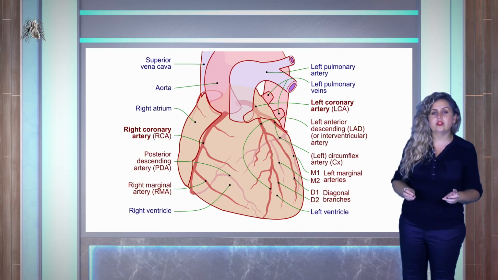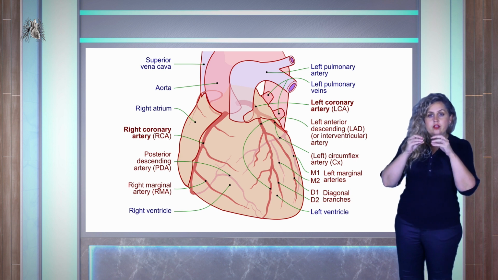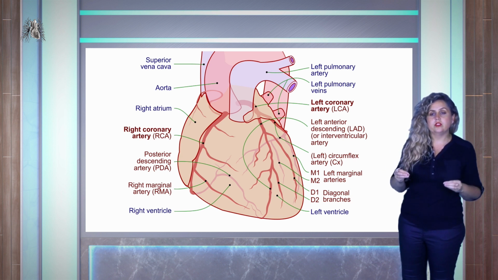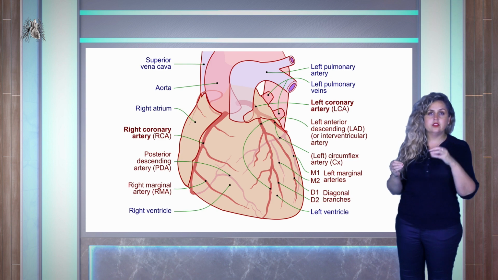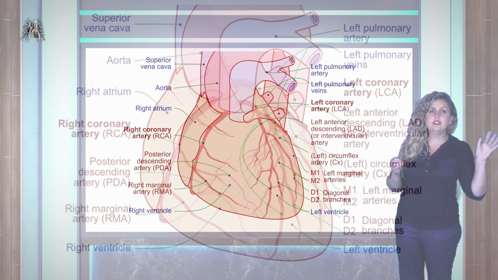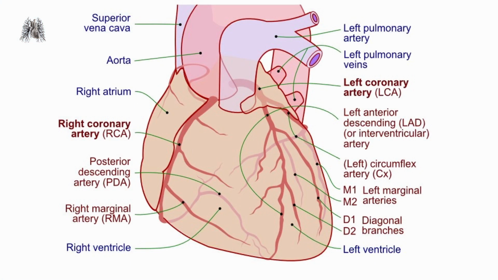So let's just go through those again. We have two coronary arteries coming off the aorta. One is the left, the other is the right. The right supplies the inferior side, the right-hand side of the heart. The left one splits into two. The LAD, left anterior descending, which comes in the front of the heart, supplying the anterior septal side.